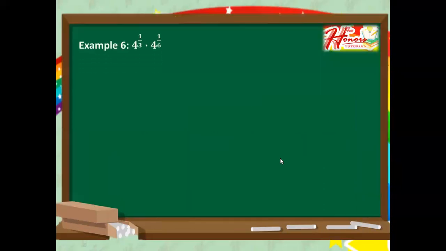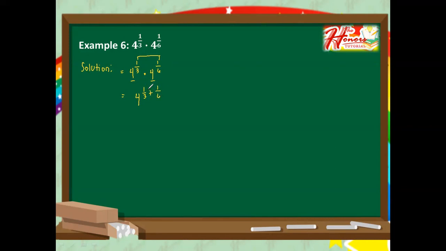So this is example number 6, 4 raised to 1/3 times 4 raised to 1 over 6. Let's have the solution here, and then let's copy first the given, and that is 4 raised to 1/3 times 4 raised to 1 over 6. Same base here, same 4. Therefore, copy the base once only. So we have here 4. And then kindly add the exponents. That is 1/3 plus 1 over 6.